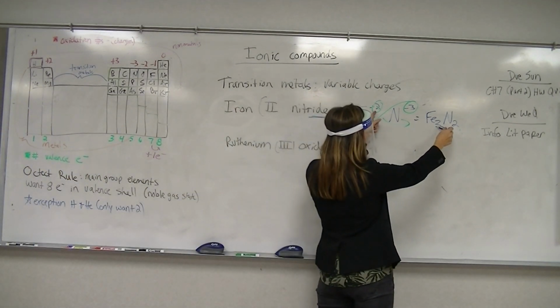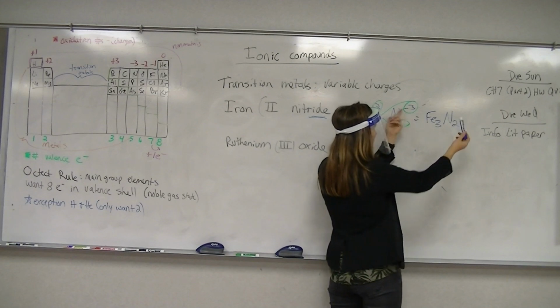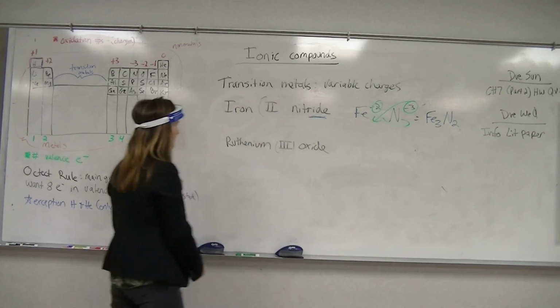If I have 3 irons, I'll have a +6. If I have 2 nitrogens, I'll have a -6. Neutral.